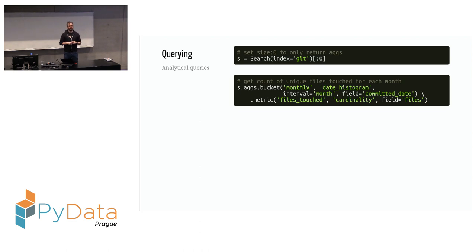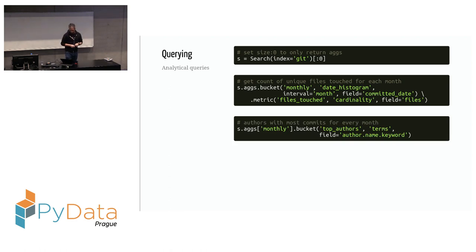And then we define an aggregation. We actually define two aggregations in this call. One is called monthly, and it's a date histogram over the field committed date. And the interval that it uses is, well, months. So we are splitting our data by month. Then within that, we create another aggregation called files touched, which is a cardinality aggregation over the field files, essentially getting us the number of unique values for that field that are present for each month. So for each month, we have the number of unique files that were touched. But we can keep going.